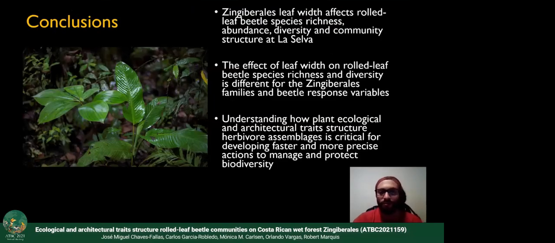As conclusions, we found that Zingiberales leaf width affects roll leaf beetle species richness, abundance, diversity, and community structure at La Selva. We also found that the effect of leaf width on roll leaf beetle species richness and diversity is different for the different Zingiberales families. And lastly, we hope that understanding how plant ecological and architectural traits structure herbivore assemblages will be helpful to develop faster and more precise actions to manage and protect tropical biodiversity.